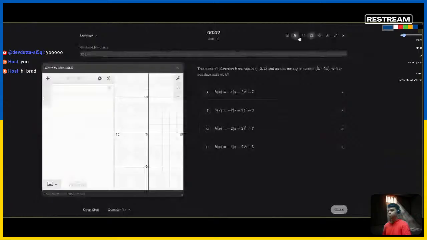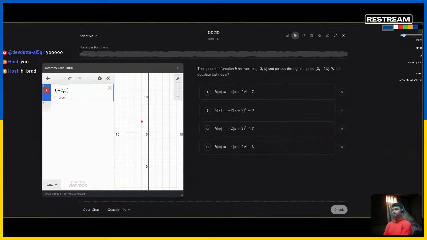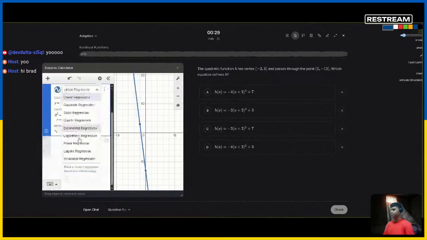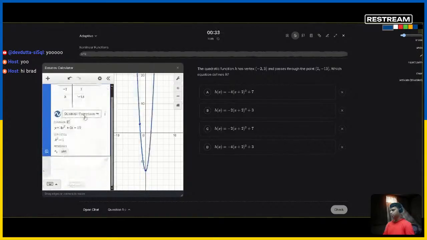Alright, so the quadratic function h has a vertex of negative 2, 3 and passes through the point. Which equation defines h? Now let's see. Oh wait, I mean we could just. He said quadratic, right? Okay.